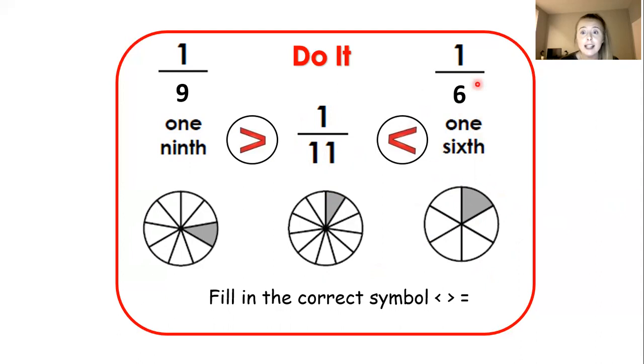11 is greater than 6. So we know that this has been split into more parts, so it is smaller as a fraction. 1/11 is less than 1/6, okay? Looking at this, you can see that the shaded part, the 1/6, is much bigger than that 11th, isn't it? Think of it like a cake. You'd rather share your cake with 6 people than share it with 11 people because you would get less cake. It is a smaller fraction.